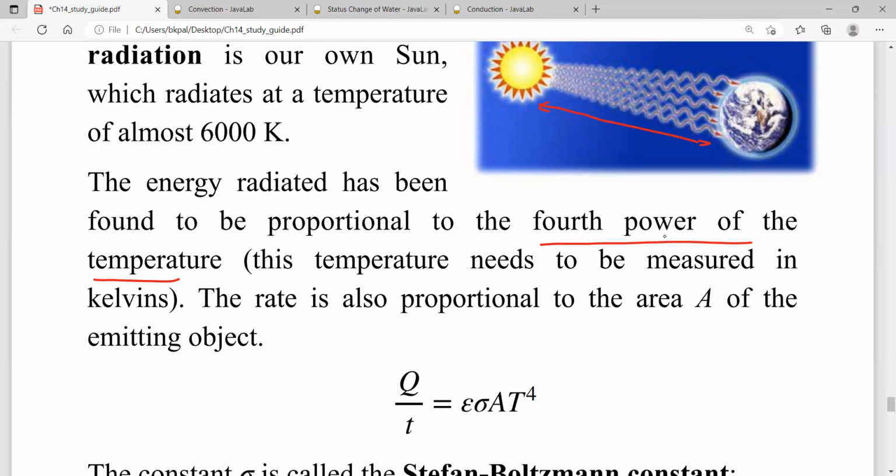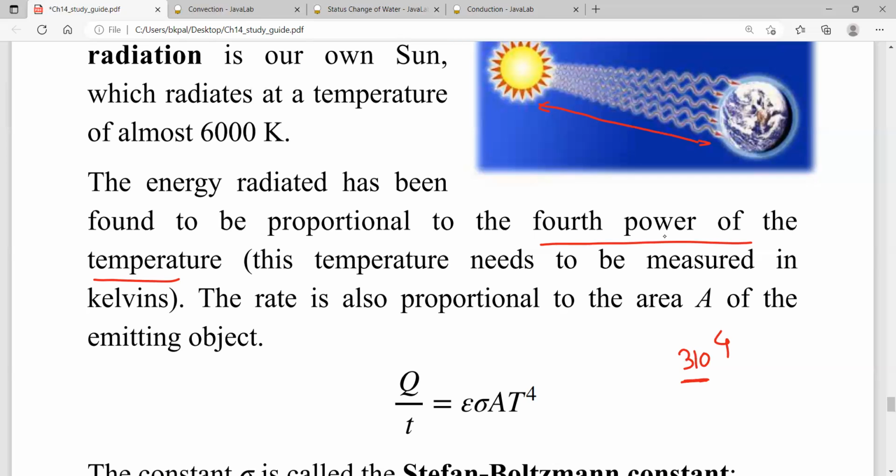For example, the human body has some temperature. The average human body temperature is 37 degrees Celsius, or in Kelvin, 273 plus 37, which is basically 310 Kelvin. So the rate of heat transfer by radiation from the human body is basically proportional to 310 to the power 4, where this is the surface temperature.